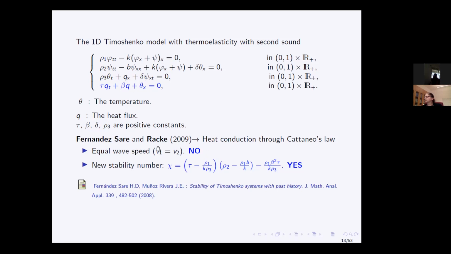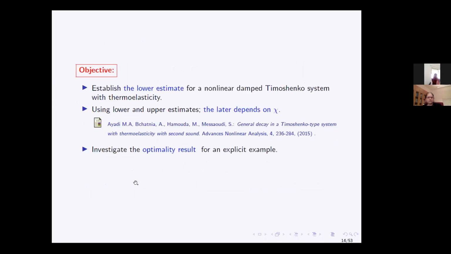So under the condition that V1 equals V2, the Cattaneo law makes the system not exponentially stable. So we need to introduce a new stability number, which is given by chi, and the exponential stability is obtained if and only if we have chi equal to 0. This result was obtained by Fernandez and Rivera.